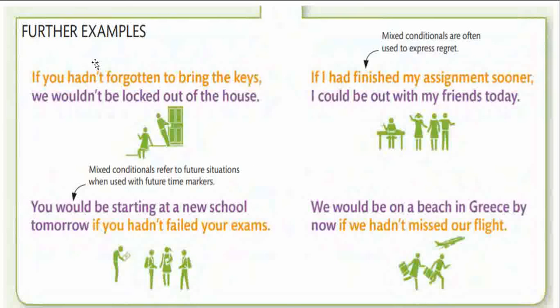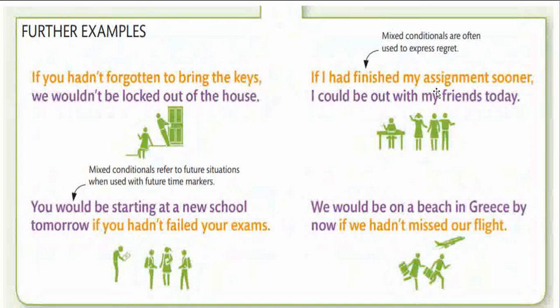Let us see certain sentence constructions based on it. If you hadn't forgotten to bring the keys, you wouldn't be locked out of the house. You would be starting at a new school tomorrow if you hadn't failed your exams. Unlikely past, unlikely present. If I had finished my assignment sooner, I could be out with my friends today. Because the person did not finish the assignment sooner, the person could not be out with the friends.